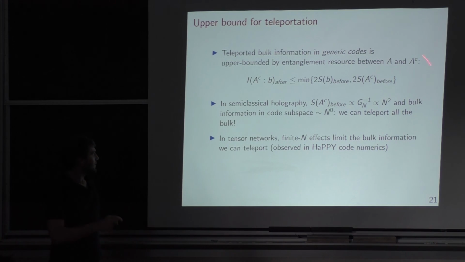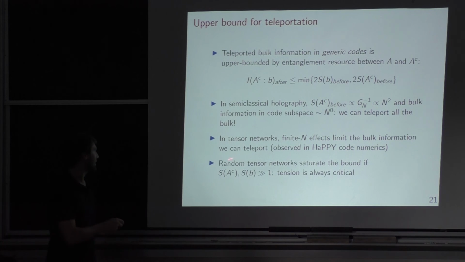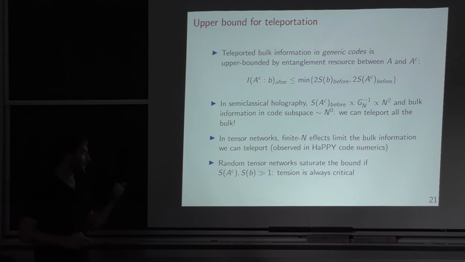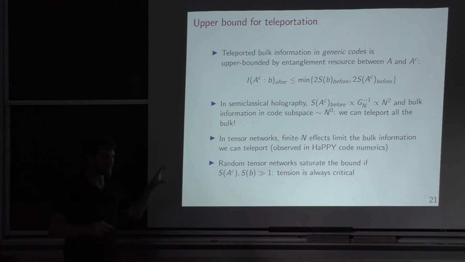Okay, so this is a lemma proved in the paper, but there is also an interesting corollary, that in random tensor networks, this bound is saturated, meaning that if you have enough entanglement resource to teleport, you always teleport everything. So in random tensor networks, there are only critical tension branes. And we actually also observed this. This was a lemma proven before, and then we observed that in random tensor networks this actually happens.